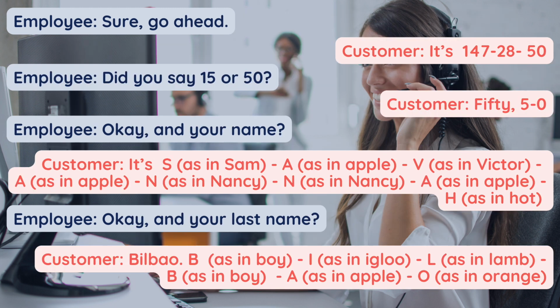"It's 147-28-50." "Did you say 15 or 50?" "50, 50." "Okay, and your name?" "It's S as in Sam, A as in Apple, V as in Victor, A as in Apple, N as in Nancy, N as in Nancy, A as in Apple, and H as in hot." "Okay, and your last name?" "Bilbao, B as in boy, I as in igloo, L as in lamb, B as in boy, A as in apple, O as in orange."